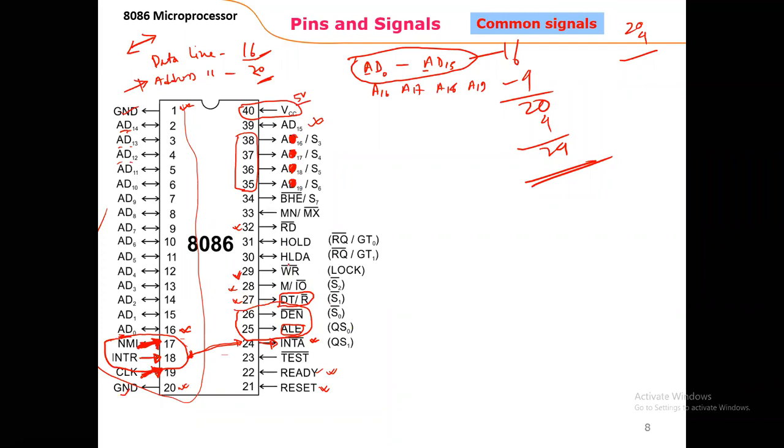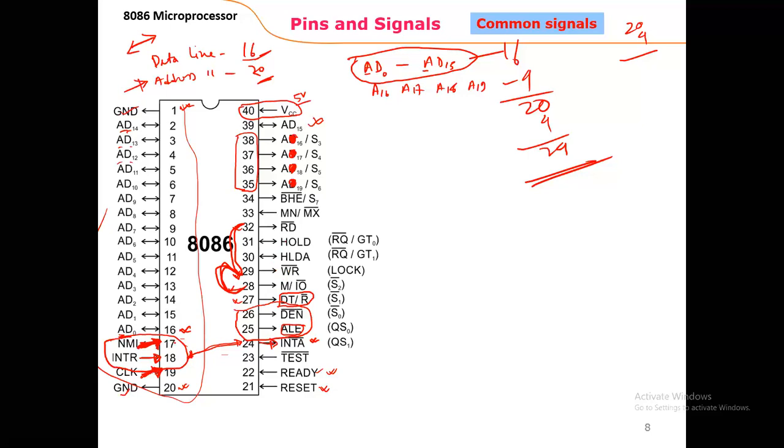read or input output write. This is the write signal. Write means writing, and read means reading. So memory read, memory write, input output read, input output write. These three are active at a time. All are clear? Memory read, memory write, input output read, input output write. Clear? Yes, sir.